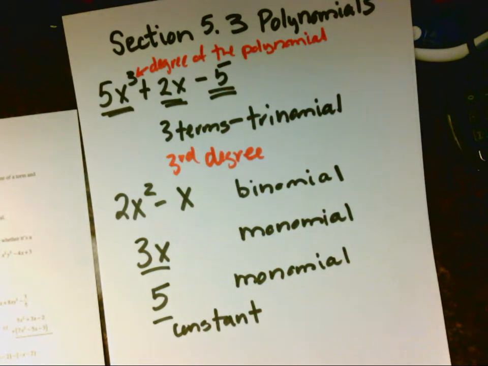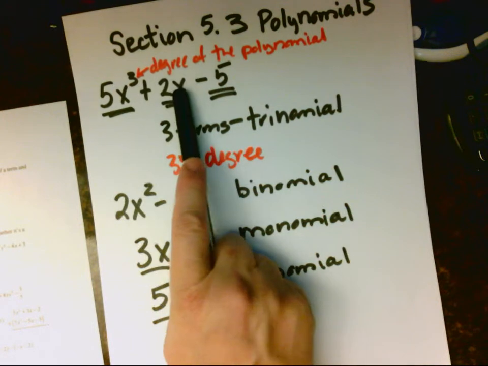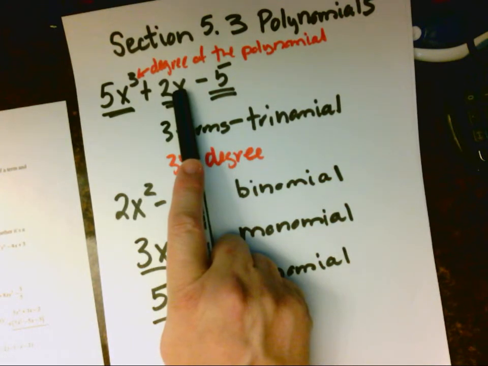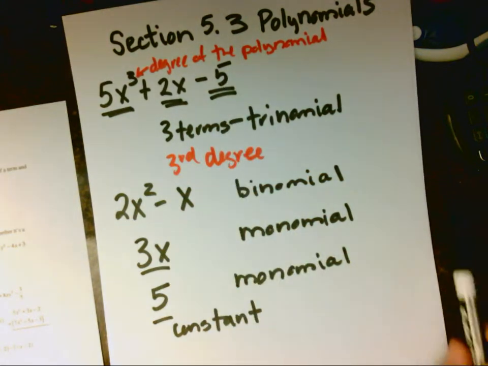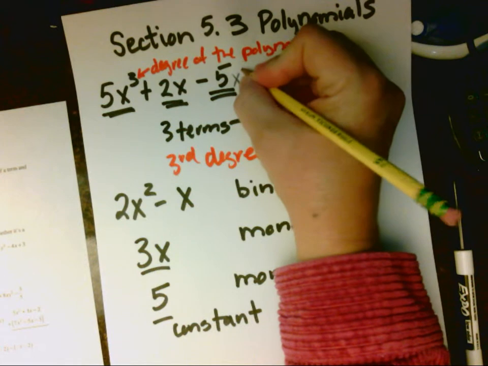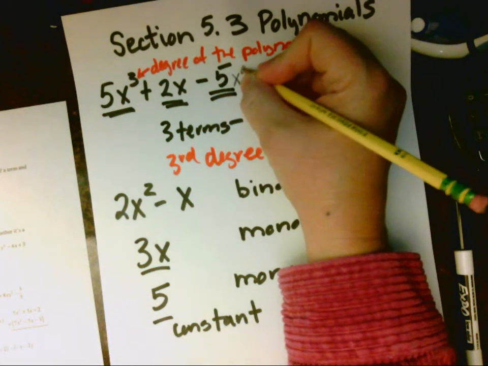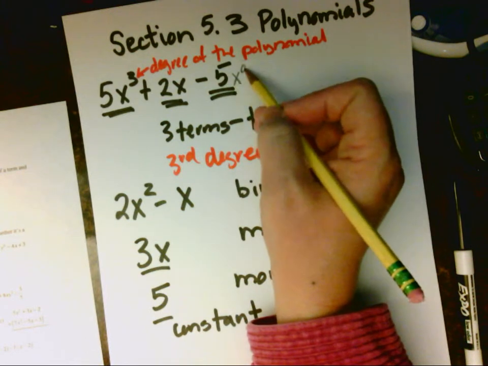Okay? So we have the degree of the term. The degree of this term is 3. The degree of this term is x to the first. The degree of this term, well, there aren't any x's there. So we think of this again as having x to an invisible 0 power, because anything to the 0 is 1. So a constant has degree 0, x to the 0 power.